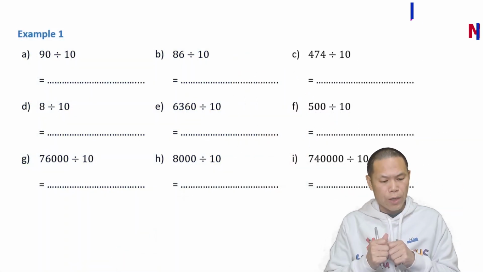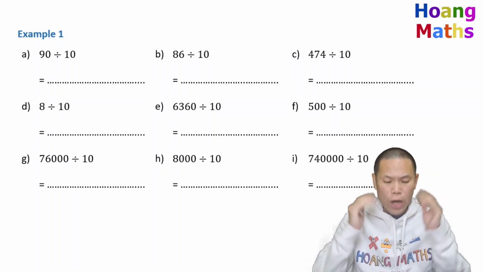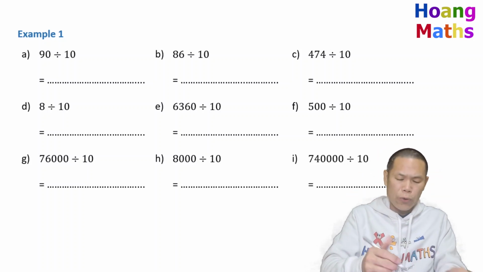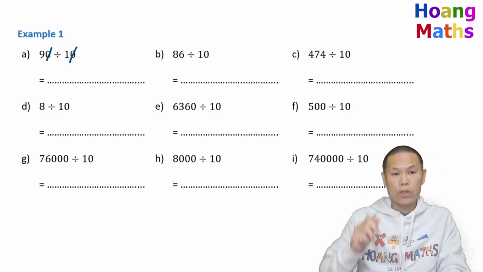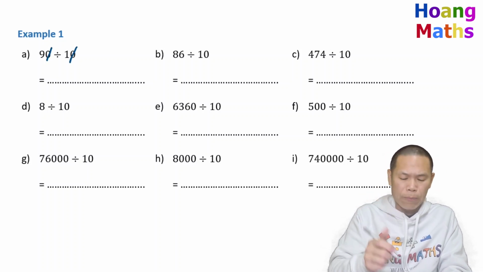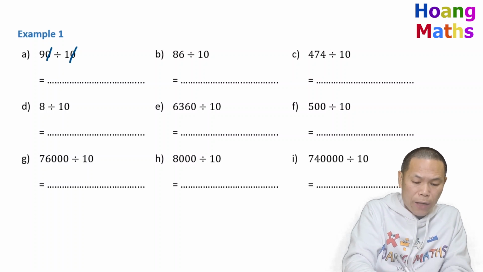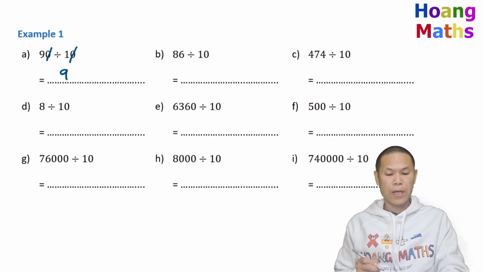Example 1. Part A. So we have 90 divided by 10. So we can just cancel this 0 with this 0. So it becomes 9 divided by 1. So 9 divided by 1, the answer is 9.